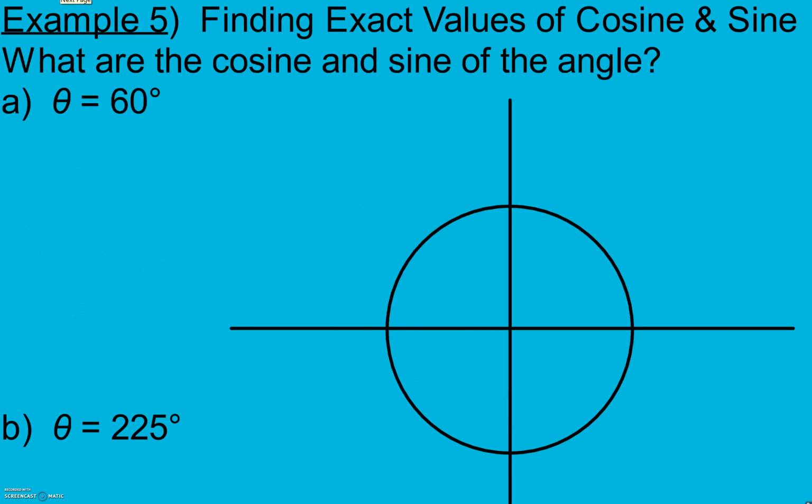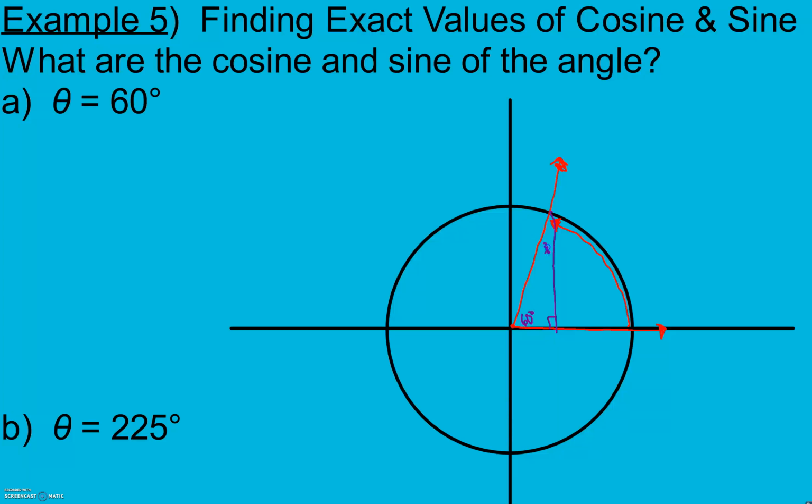Finding exact values of sine and cosine. What are the cosine and sine of the angles? So here we want 60 degrees. About a third of the way to 90. So we're looking for this angle. To find our exact value, we're going to turn it into a triangle. We always drop our leg down to the x-axis. So right now, this is 60 degrees.